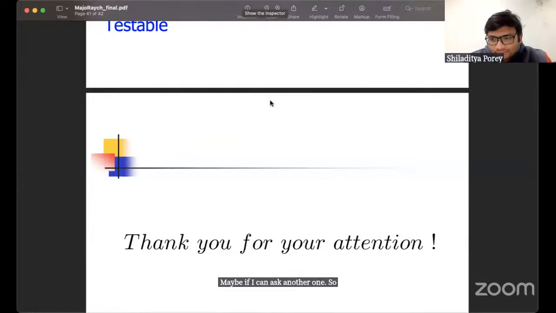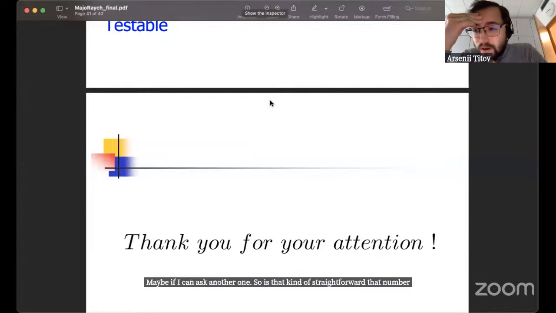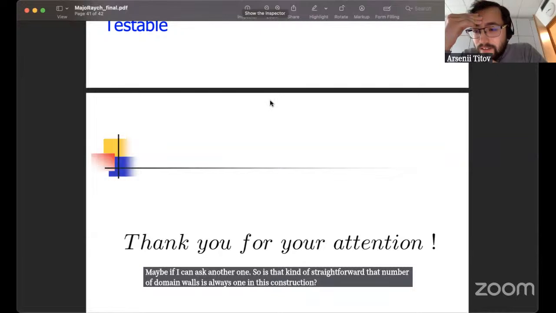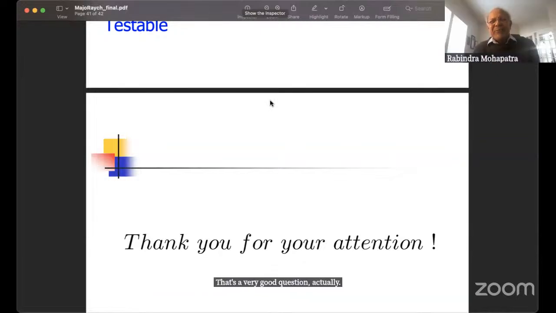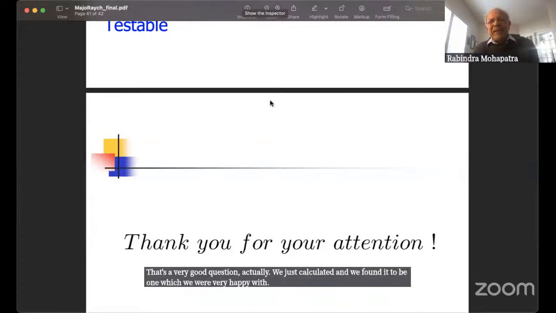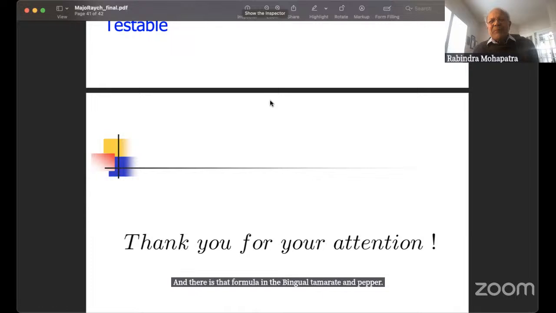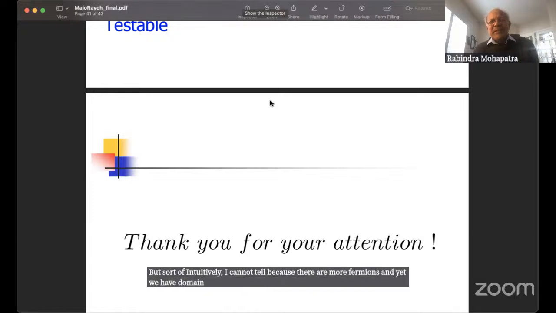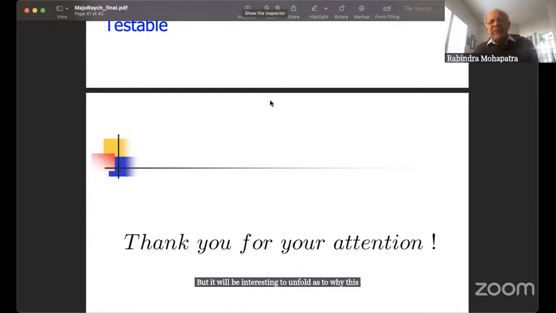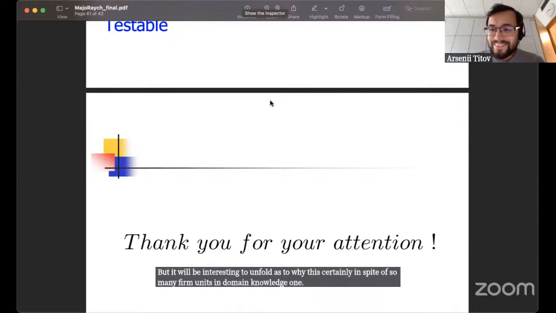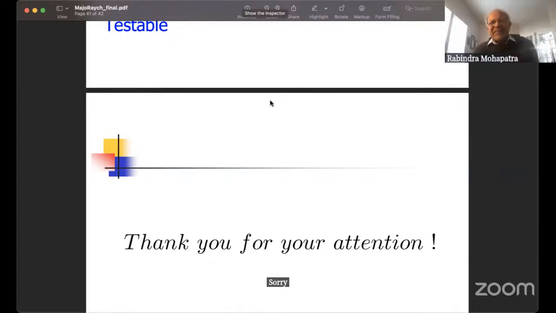So is it kind of straightforward that the number of domain walls is always one in this construction? That's a very good question, actually. We just calculated and we found it to be one, which we are very happy with. And there is that formula in the Ringwald and Tamarit paper. But sort of intuitively, I cannot tell because there are more fermions and yet we see they have domain wall number 1. I think it's a conspiracy between the KSVZ model, which has domain wall number 1, and the 16. I think there's something going on there. But it will be interesting to unfold as to why suddenly, in spite of so many fermions, the domain wall number is 1. Okay, I see. Thanks. Sorry that I don't have a better answer. Yeah, no worries.